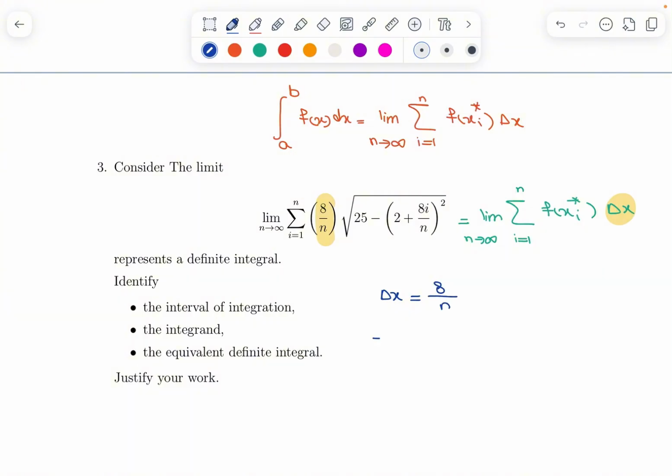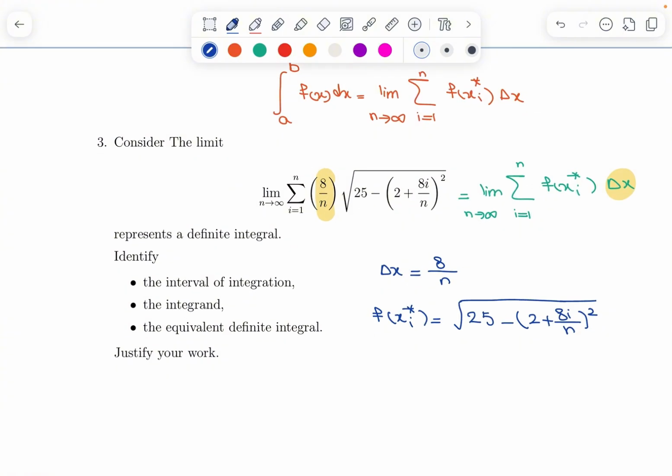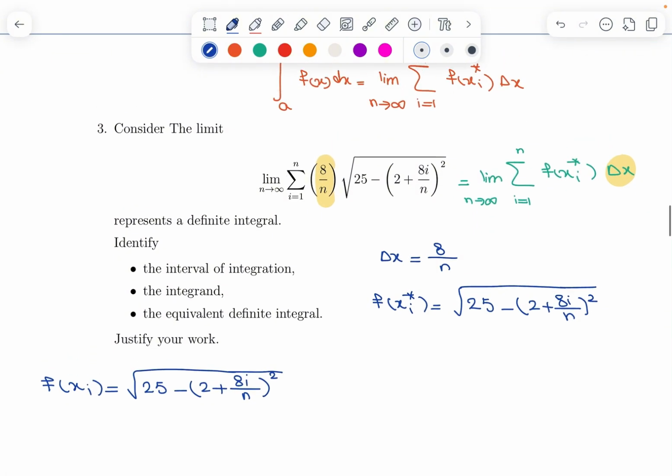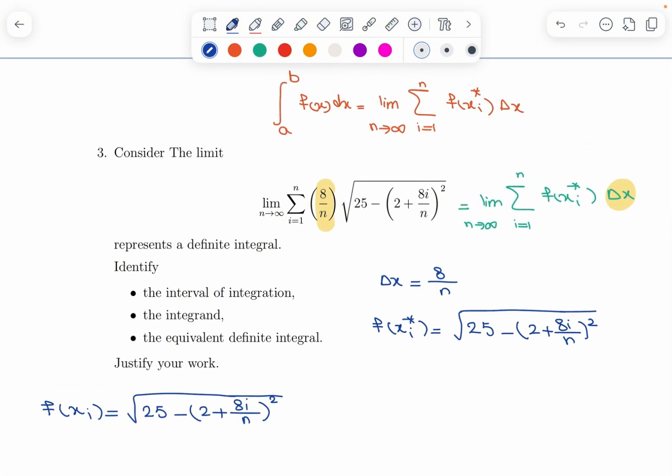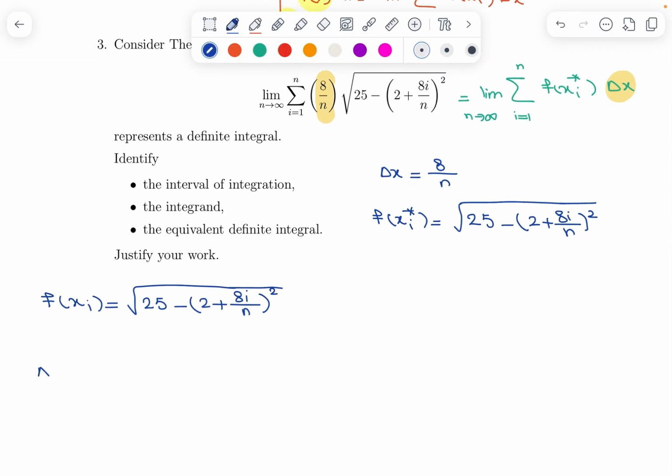So delta x would be 8 divided by n. And also f of xi star would be the square root of 25 minus (2 plus 8i divided by n) square. You can assume that you are using the right Riemann sum. Therefore, f of xi would be the square root of 25 minus (2 plus 8i divided by n) square. So now to represent this limit as a definite integral, we need to find a, b, and f of x. To find a and b, we have a formula for delta x, which is b minus a divided by n. In our problem, delta x is 8 divided by n.